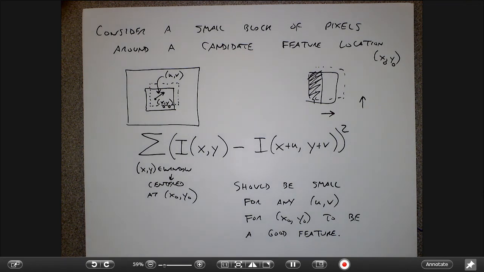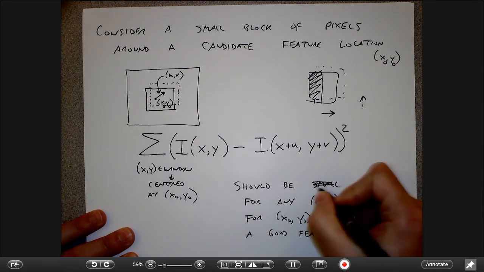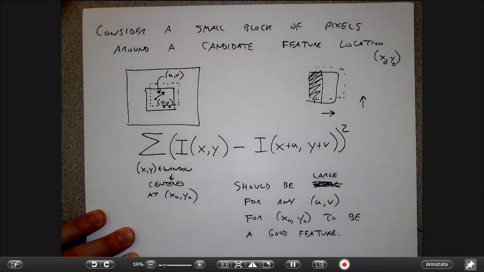So for it to be a good feature, you want a large difference when you shift it, right? Yes, in any direction, in all directions. So why does it say that? Oh, did I screw this up? This should be large. Yes, sorry, my mistake. Other questions?